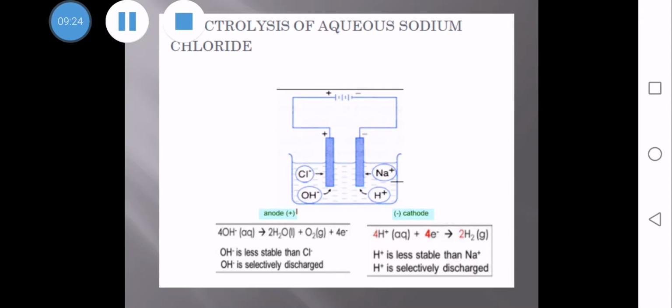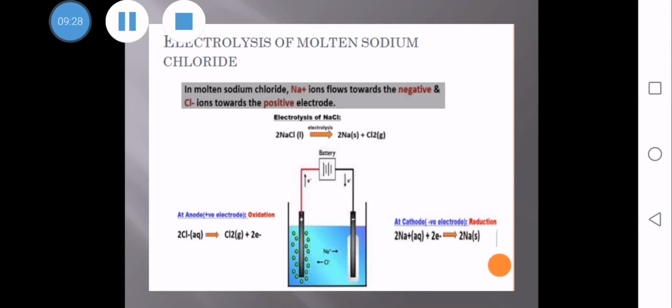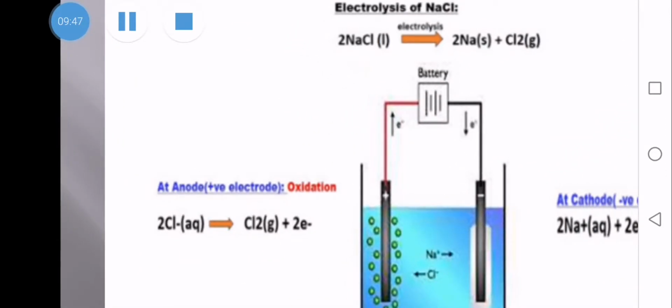In other words, we can say that this is the electrolysis of water. In the same way, you can see the electrolysis of molten sodium chloride, where, in molten form, we have only the ions of that ionic compound. So here we have only two ions, the sodium and the chlorine.